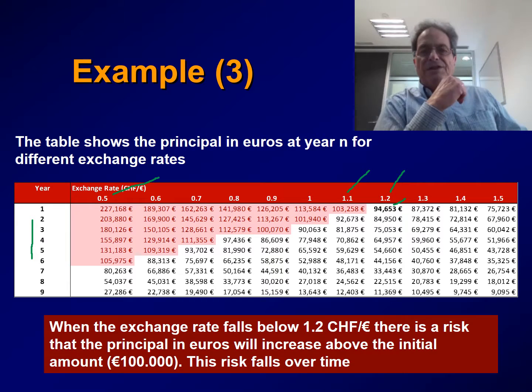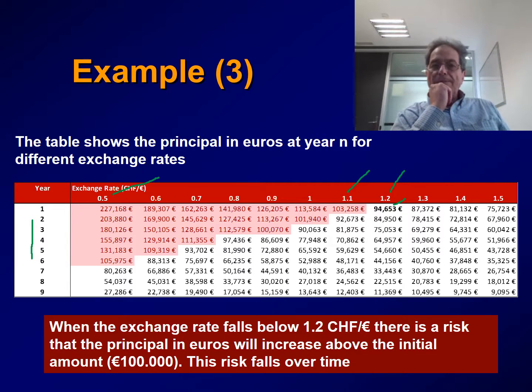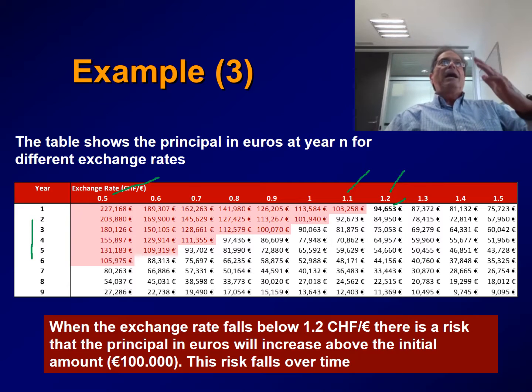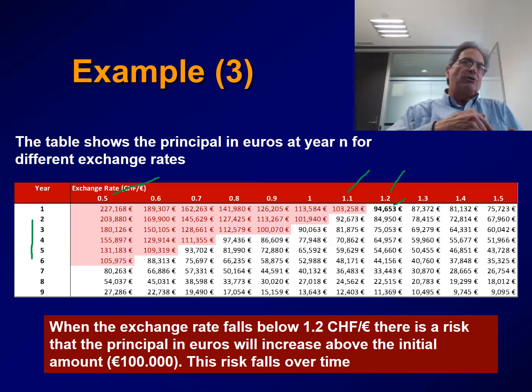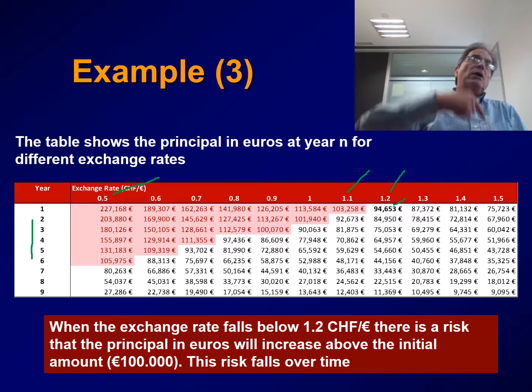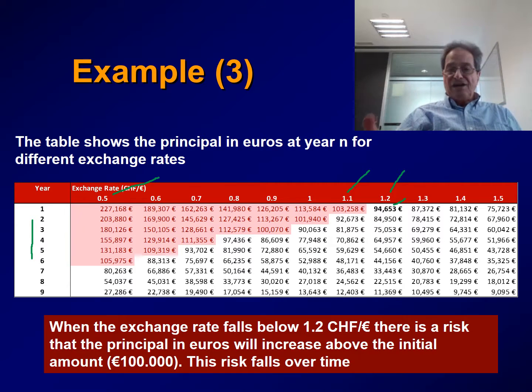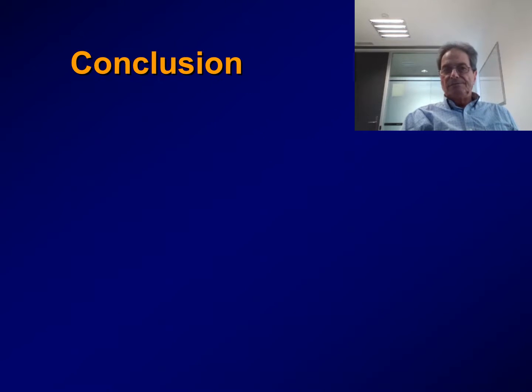Summarizing, when the exchange rate falls below 1.2, there is a risk that the principal in euros will increase above the initial amount of 100,000 euros. And this risk falls over time because, as I explained before, as time goes by, the principal in Swiss francs goes down, so the probability that the principal will go back to an amount larger than the initial 100,000 euros is very, very small.